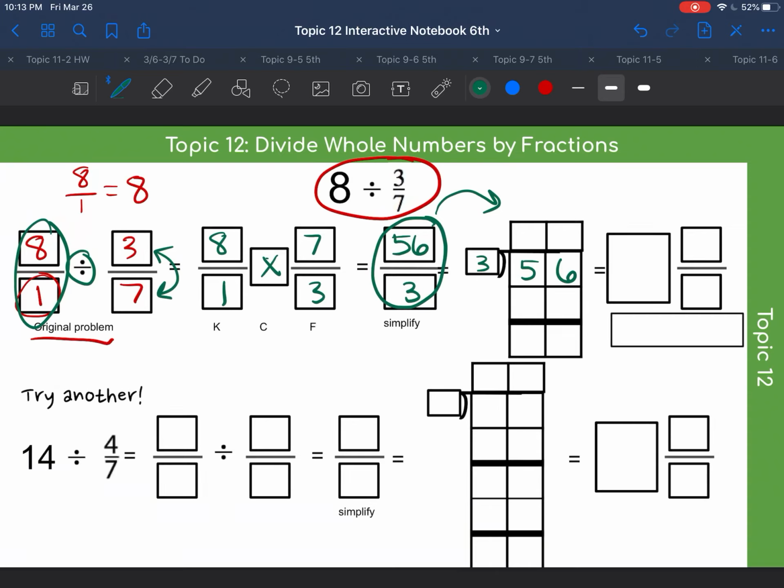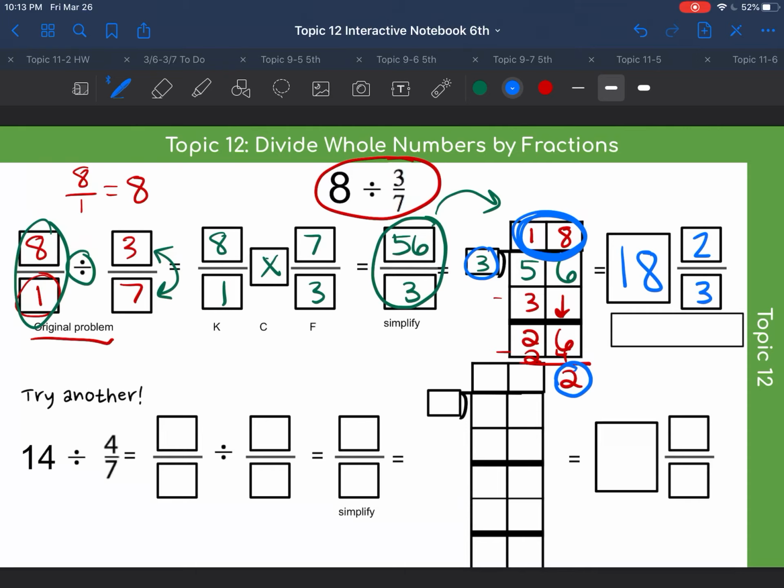But 3 goes into 5 once to get 3. You subtract, you get 2, bring down the 6. 3 goes into 26 8 times to get 24. Yeah, I didn't give you enough room, sorry. 26 minus 24 is 2. So your final answer, this is your whole number, 18. Your remainder is your numerator, and your denominator stays the same. So your answer is 18 2/3. Okay, so let's try another one.